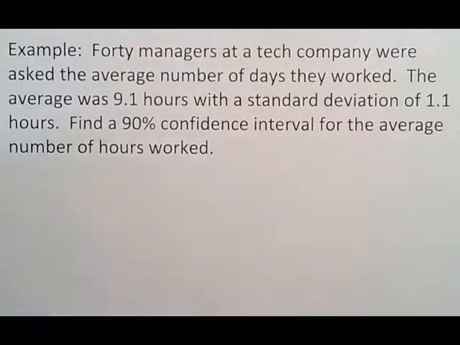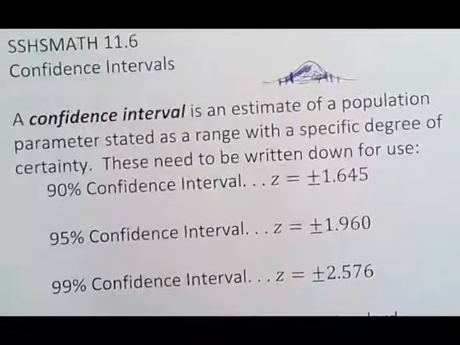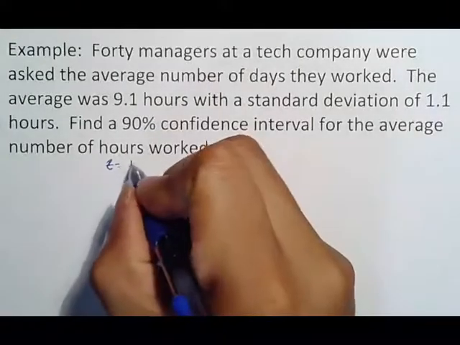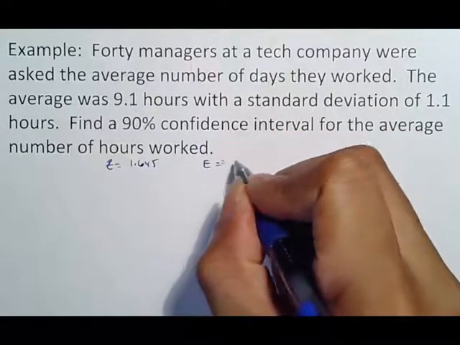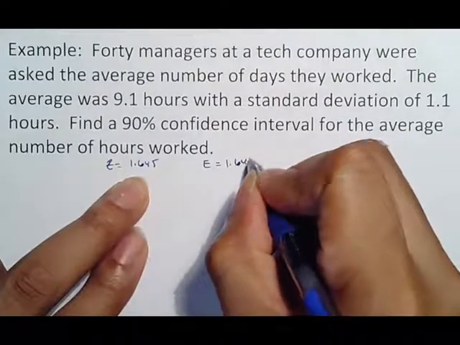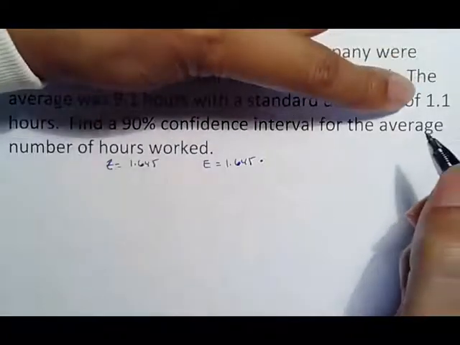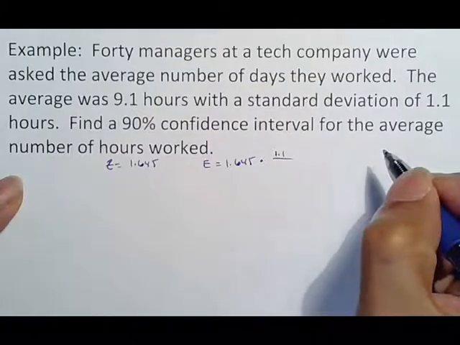Just one more example, and that's it. 40 managers at a tech company were asked the average number of hours they worked. The average was 9.1 hours with a standard deviation of 1.1. Find a 90% confidence interval. Again, the first and most important thing is identifying Z, which is 1.645. And so you know that your E, error value, is Z, which is 1.645, times S, which is your standard deviation, 1.1, over the square root of the sample.